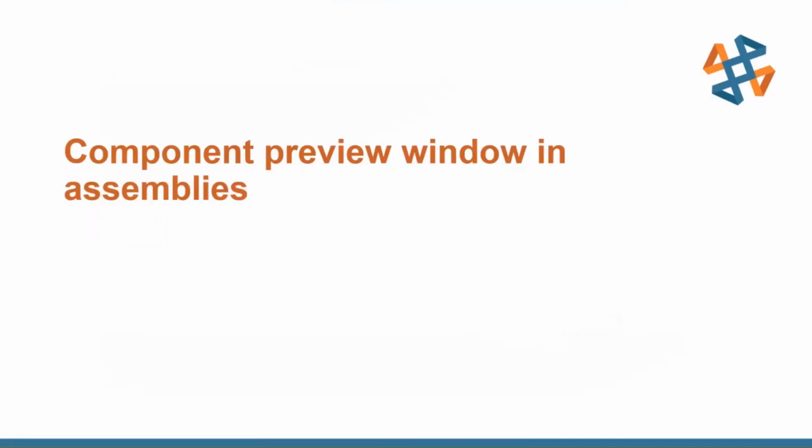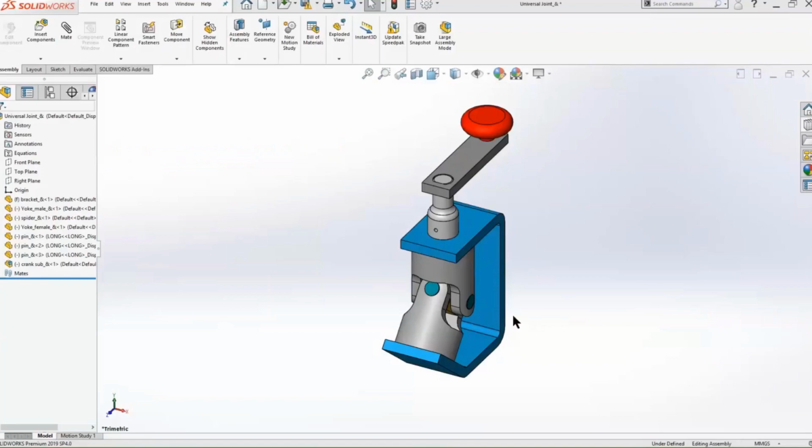And then leveraging the assembly component preview window. What does that really mean? What is the component preview window? This can be really useful when putting components together. Again, we spend a lot of our time adding mates, and in order to add the mates, we need to select the appropriate face, edge, or vertex on the model. So we spend a lot of time rotating, zooming in, and zooming out. The component preview window helps us with that.